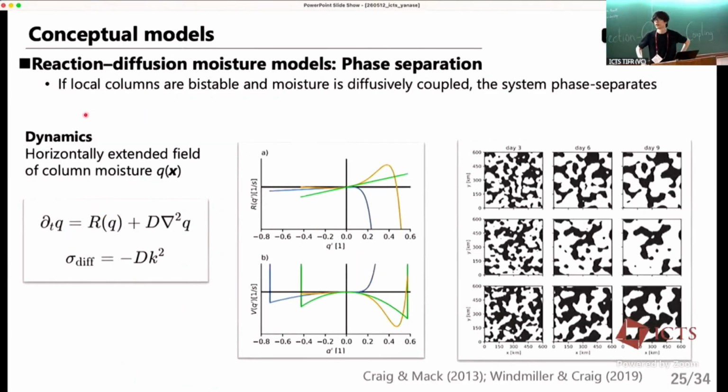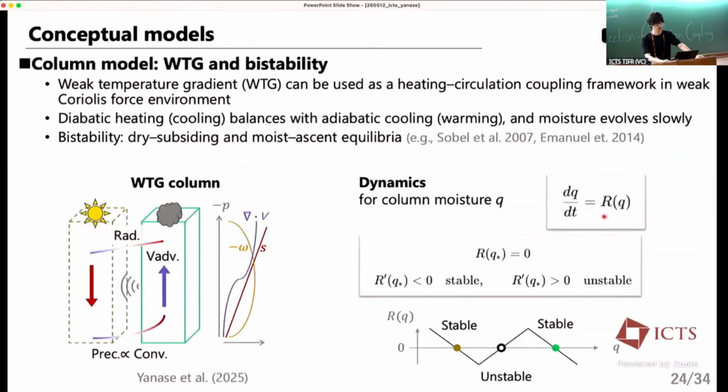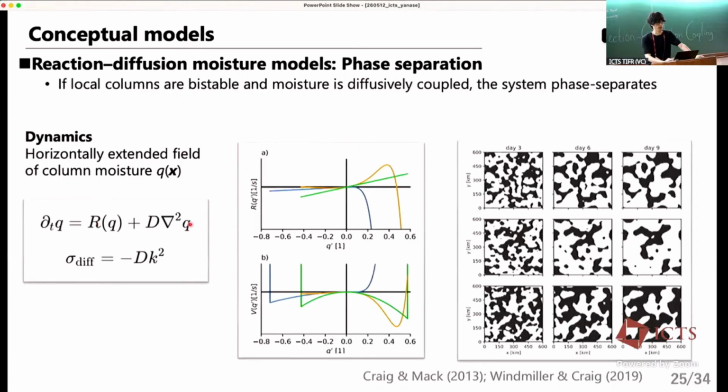But in the column model, we don't have horizontal distribution, so we cannot discuss the horizontal pattern formation. So the other idea is the reaction diffusion moisture model. This is a simple expression of a reaction diffusion model. We have the reaction term, the tendency term, as previously shown, but we also have the diffusion term.